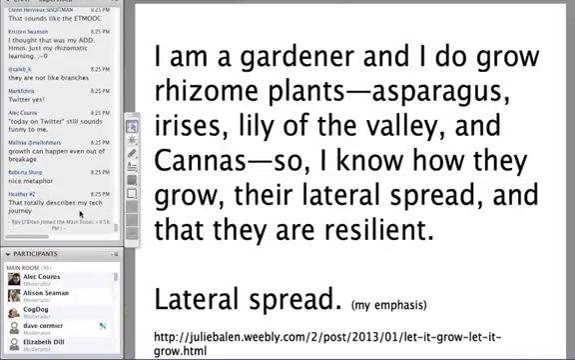And that idea of lateral spread, that idea of the way in which it tends to move and encompass, right, is the way that I like to think about that learning process.